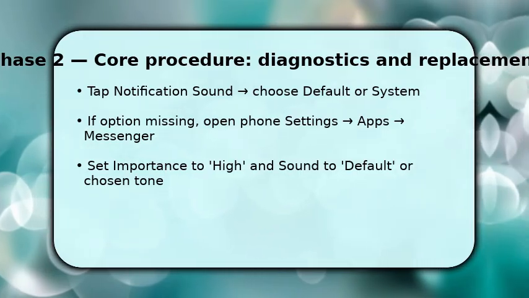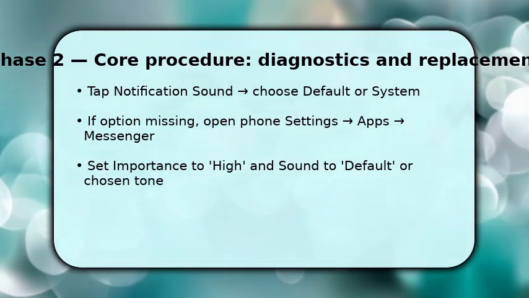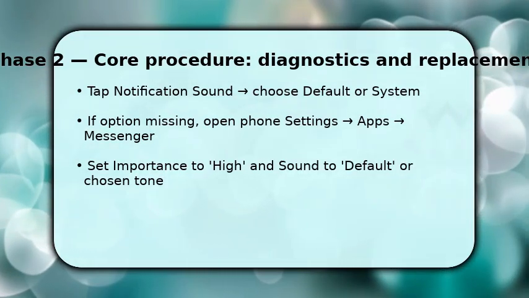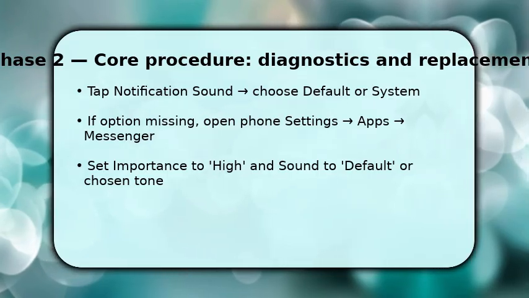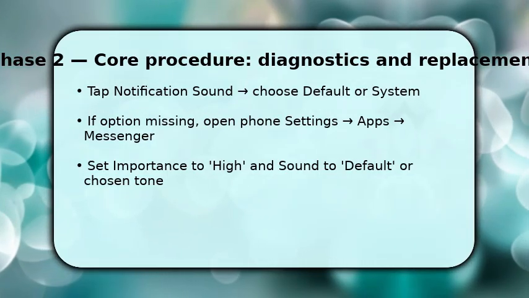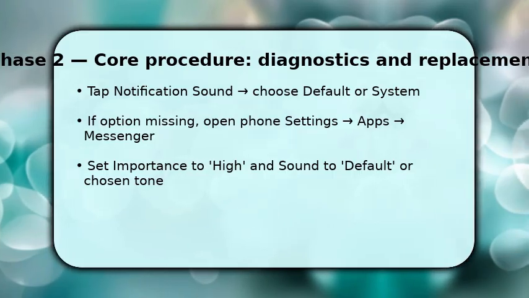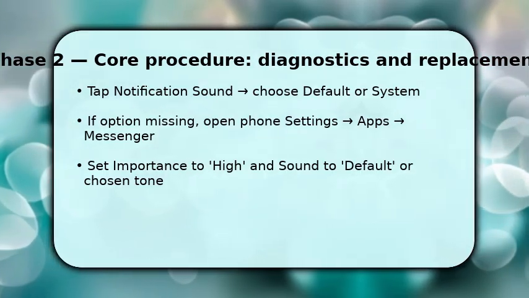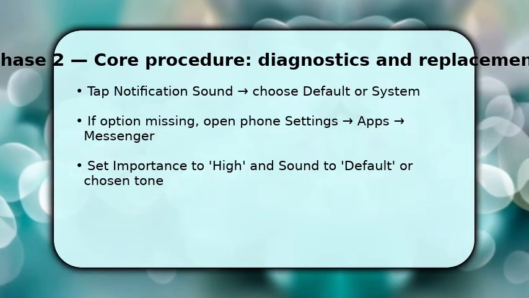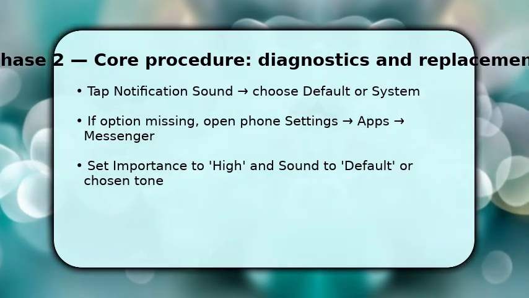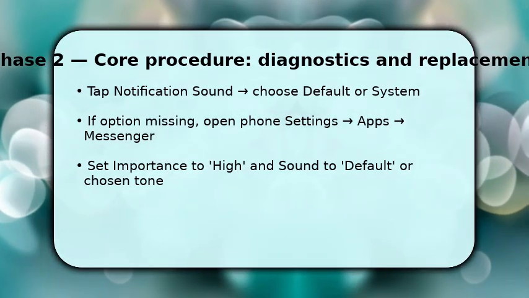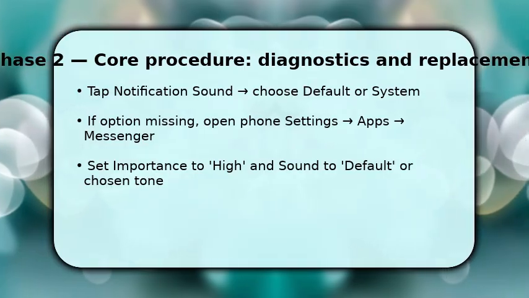If you don't see a notification sound option, exit to your phone settings, then Apps, then Messenger. Open Notifications there. Once in System Notification Settings, set Importance to High and pick the system default sound. This forces Messenger to use your phone's standard alert. You do this because some custom tones or low importance block audible alerts.